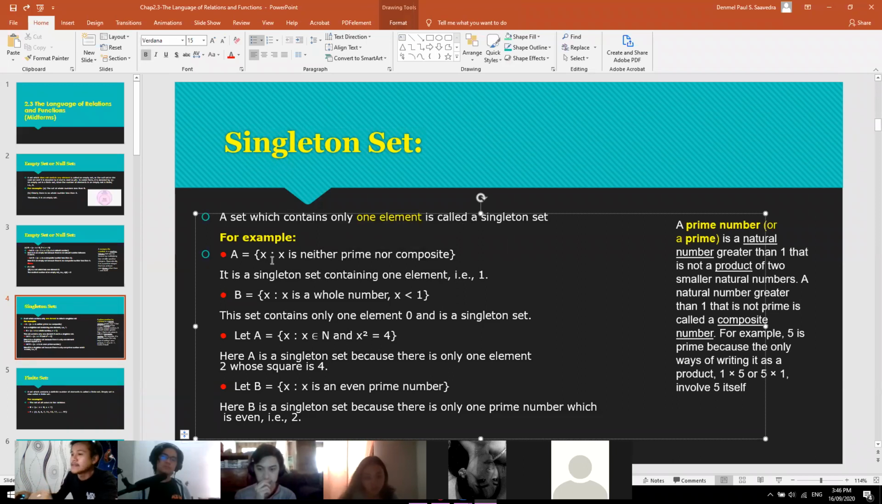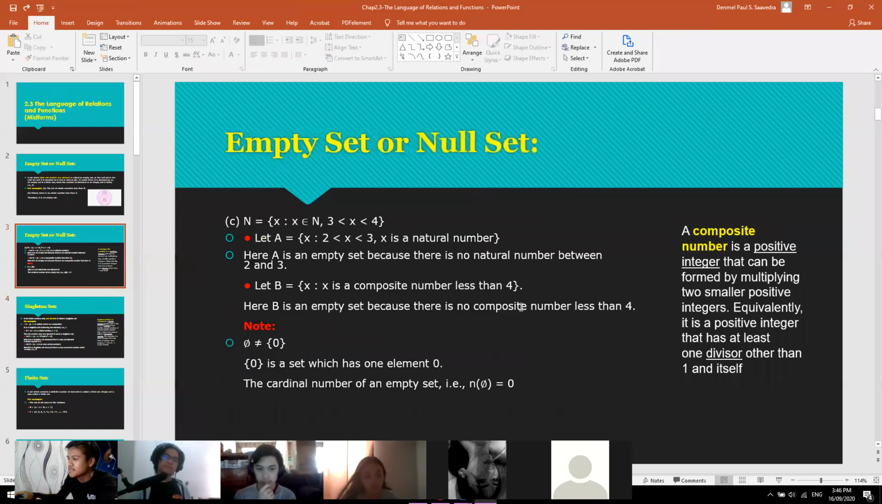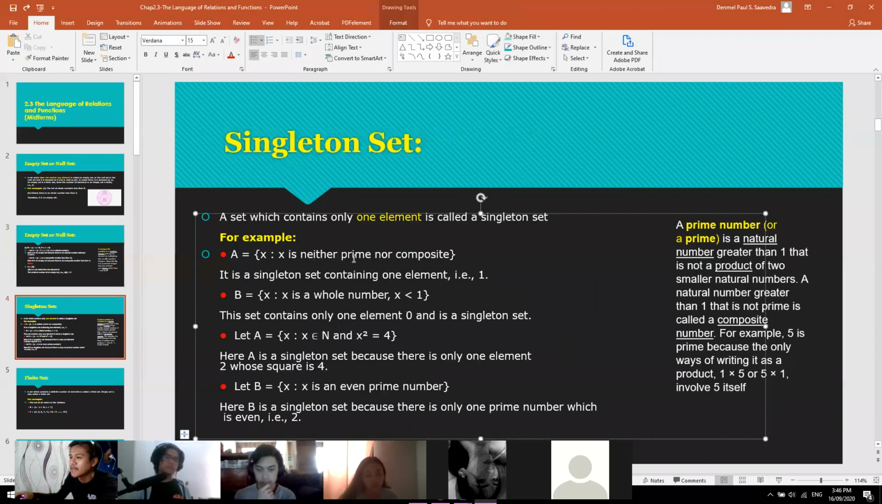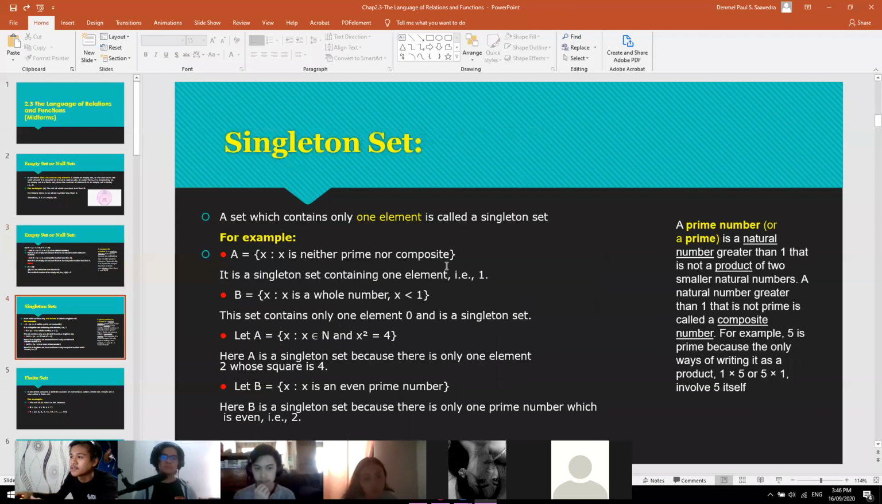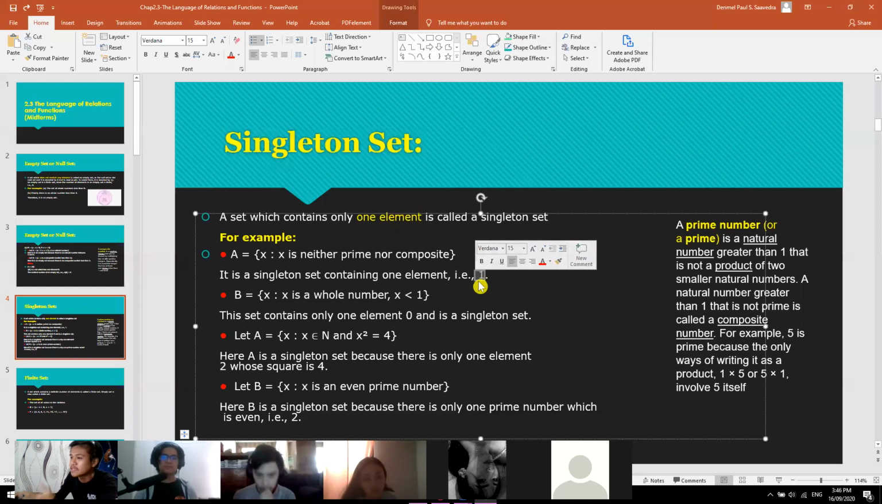So for example, X is neither prime nor composite, okay? So it is a singleton set containing one element. So there is one element wherein, of course, this one is not a prime. This one is also not a composite. Since when we say composite, it should be itself and 1 only. But here it seems to have violated a rule, since itself is repeated, wherein 1 times 1. So this one is not counted as composite. Same with prime.